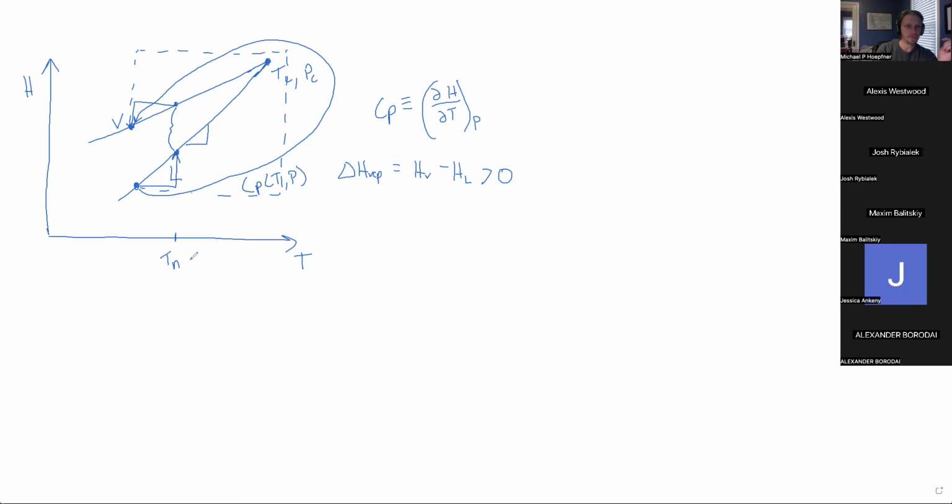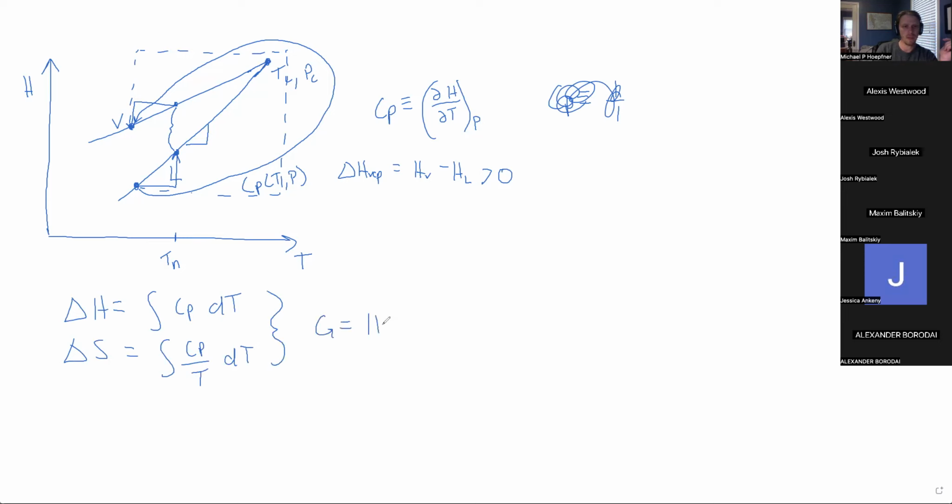This is defined. We can also define heat capacity as 1 over, actually, no, let me not do this one here. Let me just write out this way. So we can write delta H is equal to the integral of C sub P dT. We can also show that the change in entropy is the integral of C sub P over T dT. If we combine these together, we can get something called the Gibbs free energy. And the Gibbs free energy of a liquid is equal to the Gibbs free energy of a vapor, and that's how we know where phase changes occur.